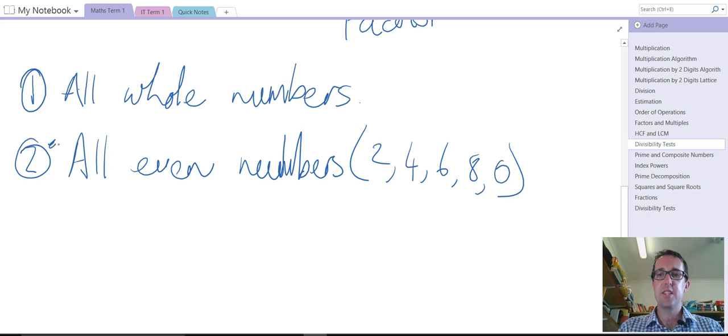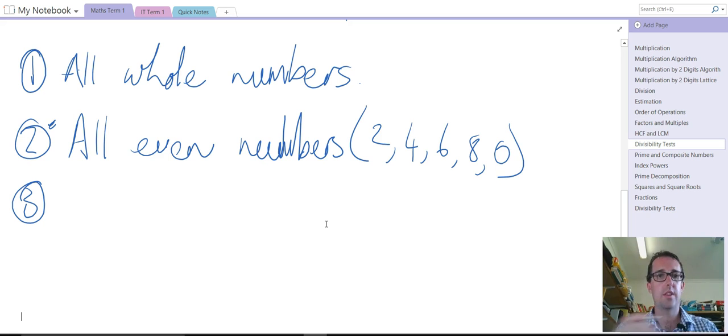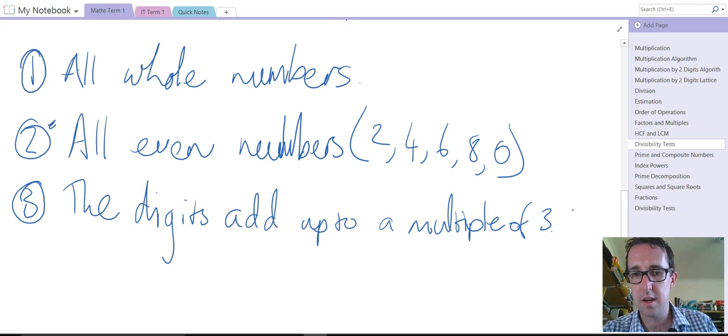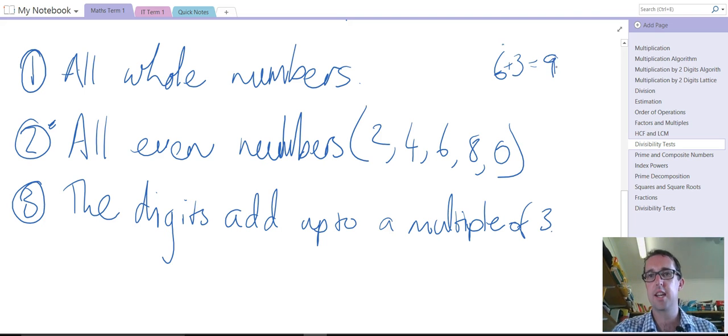Okay, 3, this is where it gets fun. With the number 3, basically, if the digits add up to a multiple of 3, then it is divisible by 3. So an example, the number 63: if we add 6 and 3, that makes 9, and 9 is a multiple of 3, therefore 63 is definitely divisible by 3.